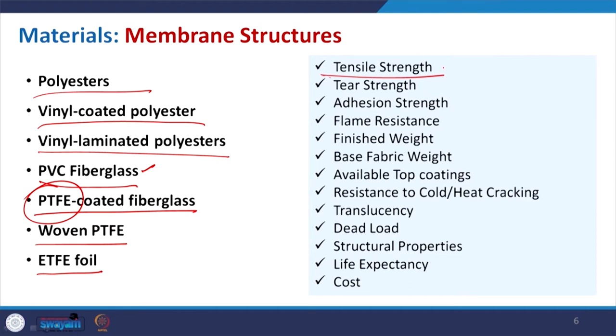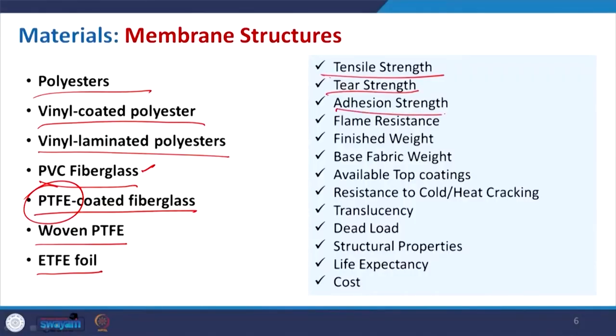So the tensile strength is to be measured. Then the tear strength is also important, because when you put the tension on, there will be lateral movement and some force acting from the top. Due to that, what will be the strain that will tear the membrane? We have to check that threshold, whether it is within the permissible limit or not. Then the adhesion strength is also to be measured.